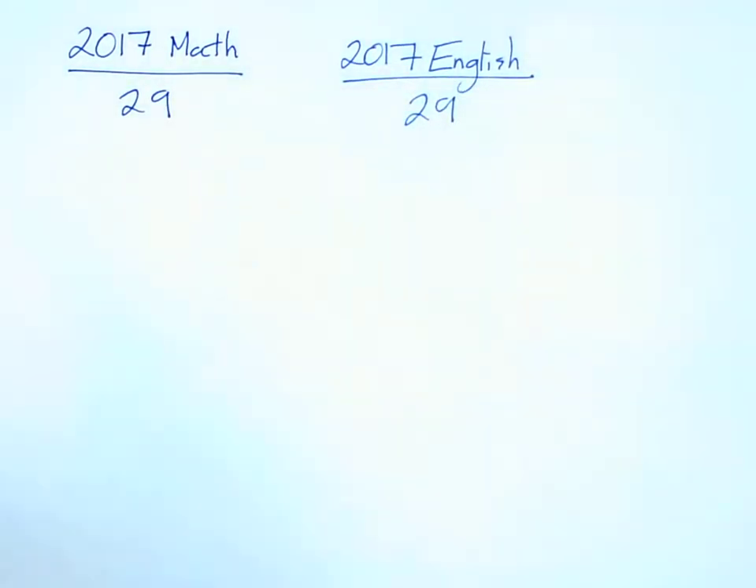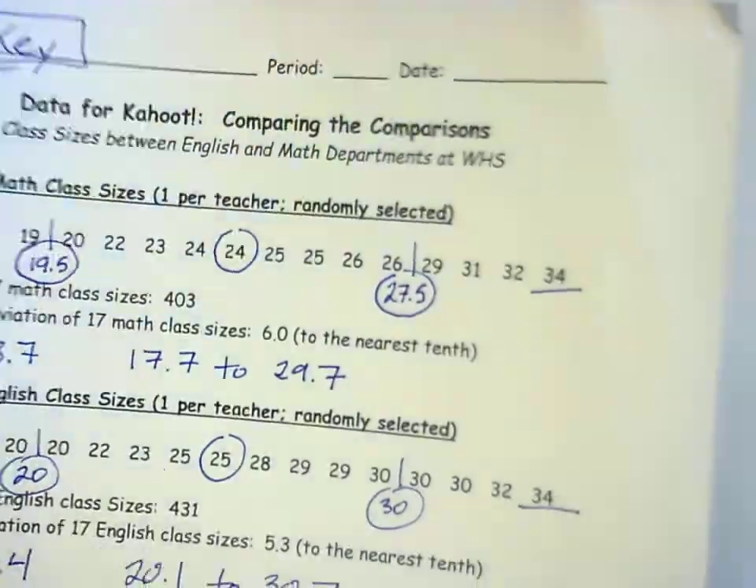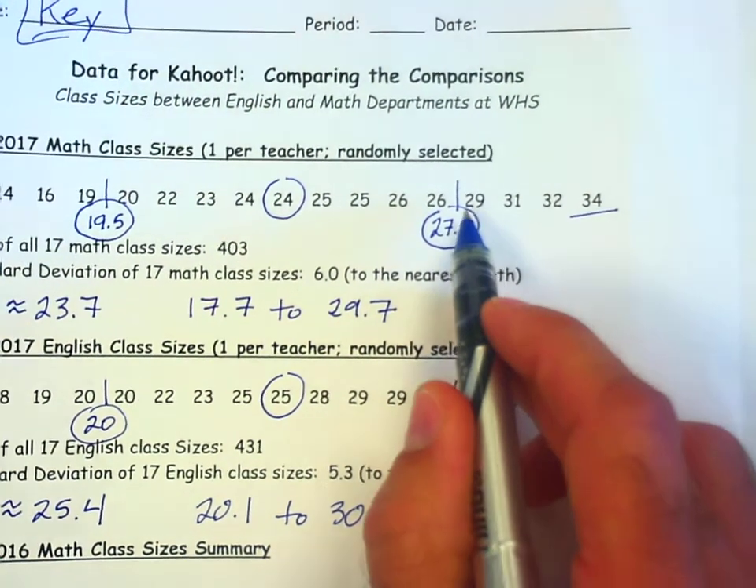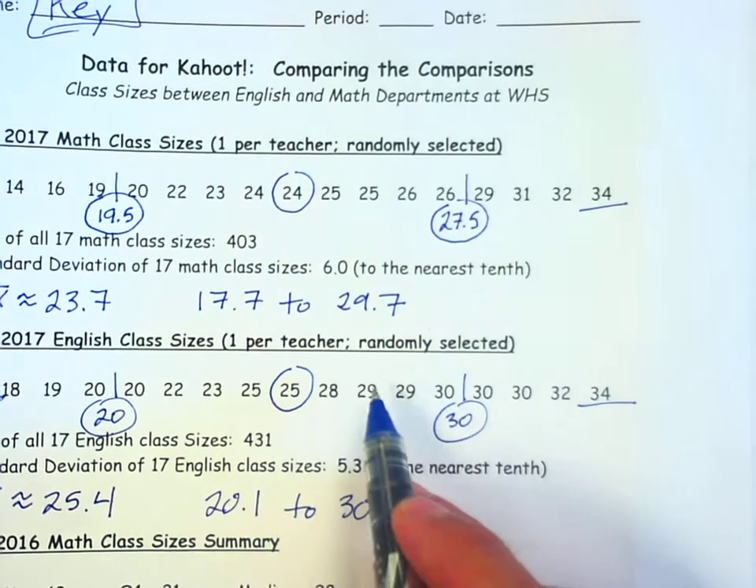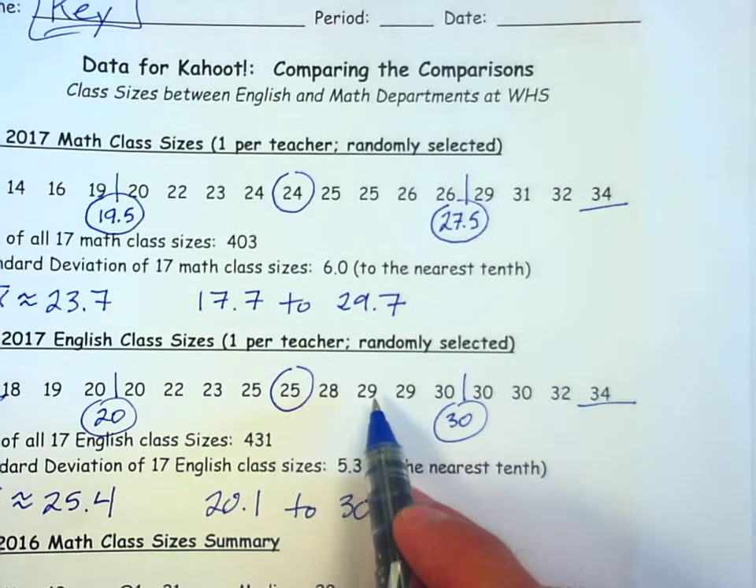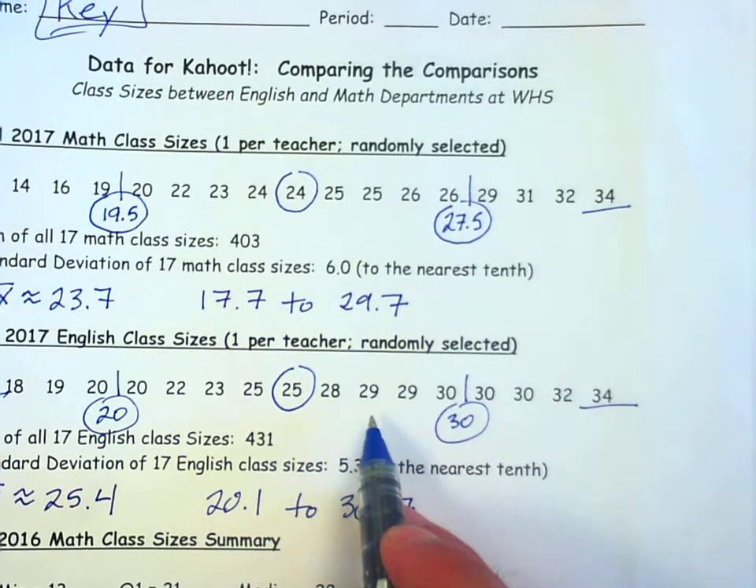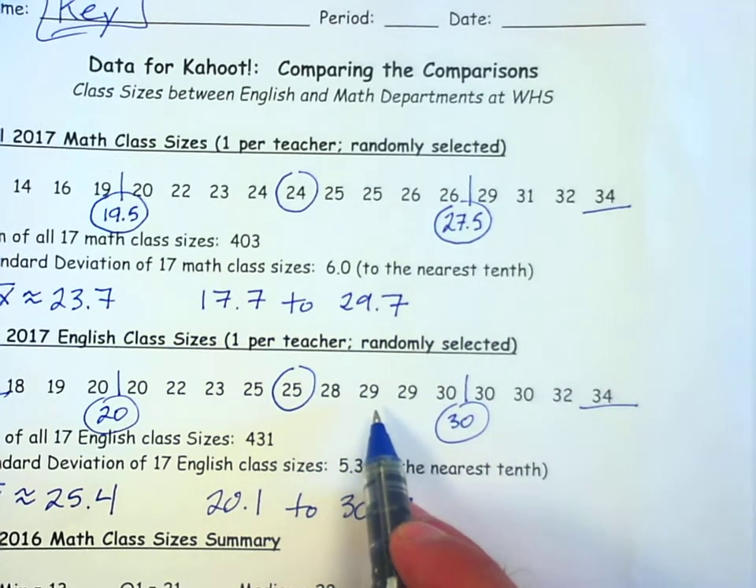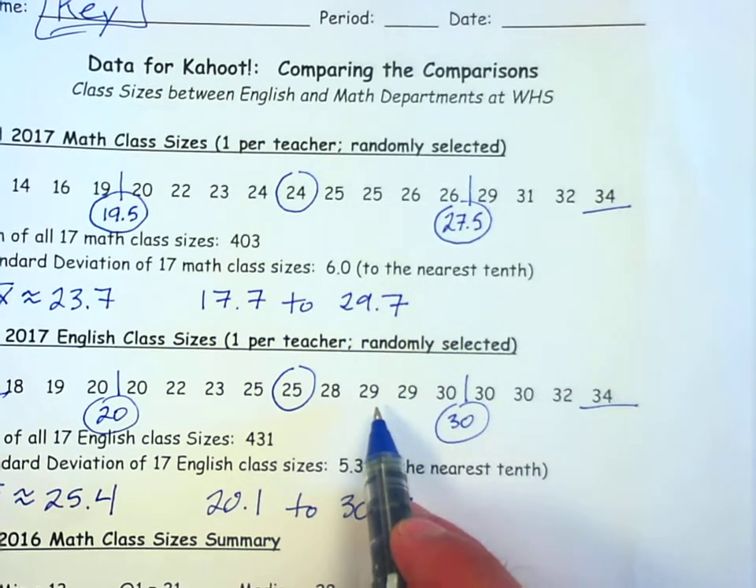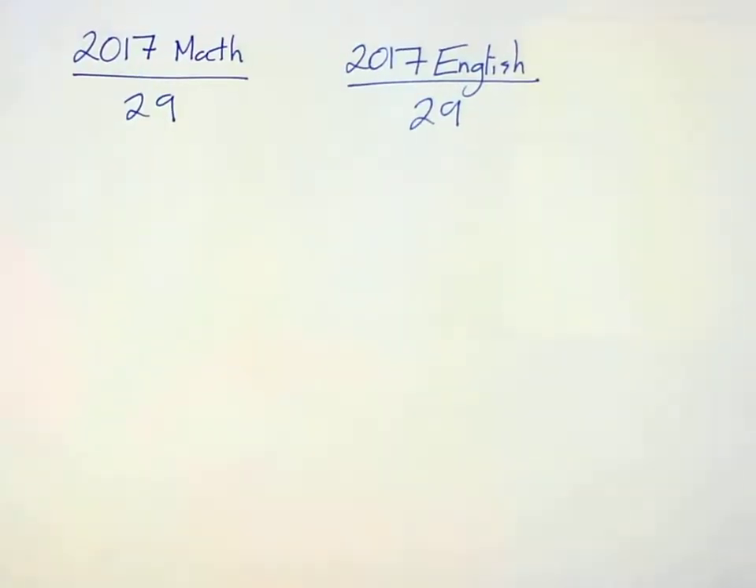So we can see those in our data set. Here is the 29 in the math data set. Here is the 29 in the English data set, but 29s are not always 29. In this case, this is a 29, but it is a math classroom. This is a 29, but it's an English classroom. So these class sizes of 29 actually represent something a little bit different if you consider the other characteristics of these distributions.